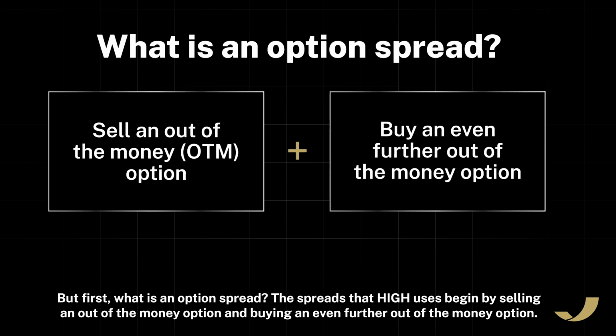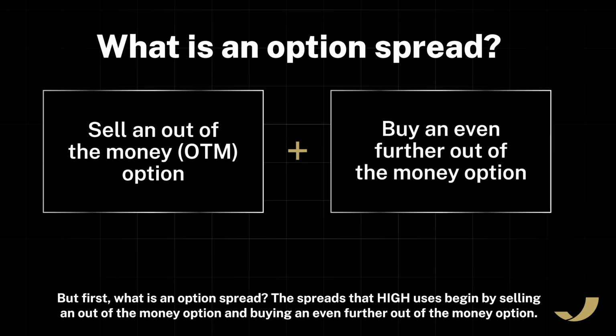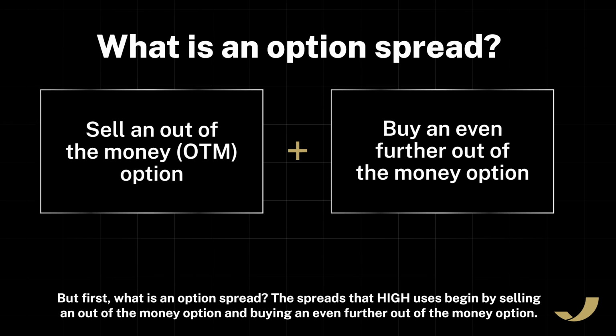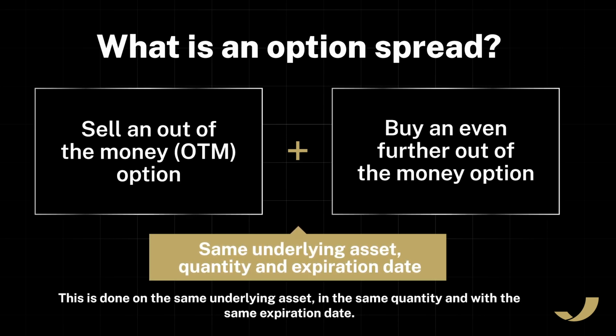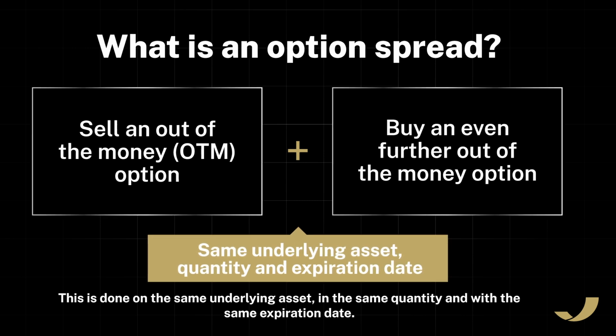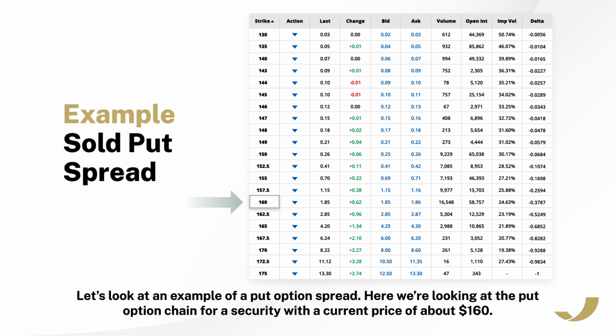The spreads that HIGH uses begin by selling an out-of-the-money option and buying an even further out-of-the-money option. This is done on the same underlying asset, in the same quantity, and with the same expiration date. Let's look at an example of a put option spread.